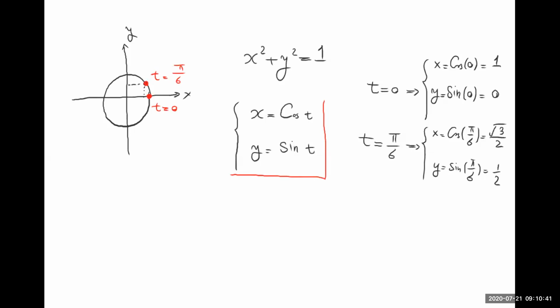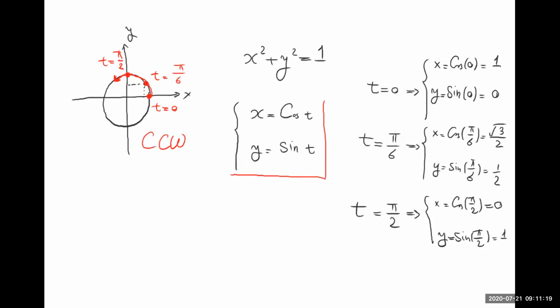Where is the particle at t equals pi over 2? Well, x is cosine of pi over 2, which is 0. Y is sine of pi over 2, which is 1. X is 0, y is 1. So it's here. So the particle is here at t equals pi over 2. So the particle is apparently going around the circle in the counterclockwise direction. So it is one parameterization of this curve. It's counterclockwise.